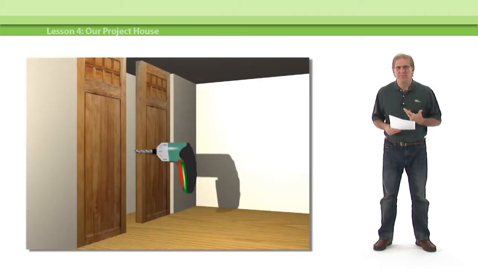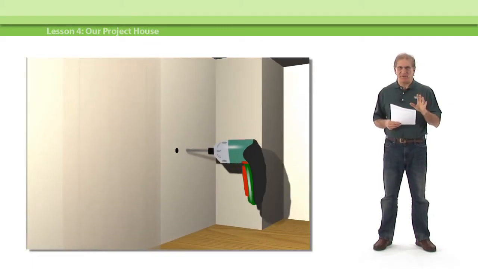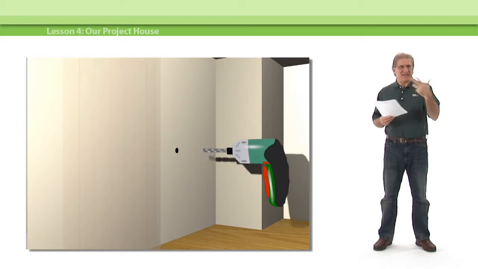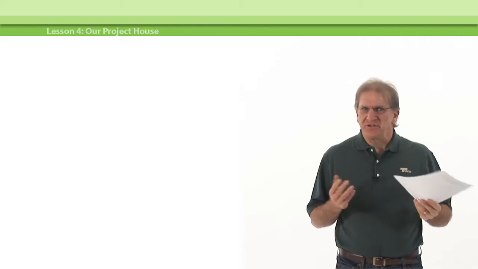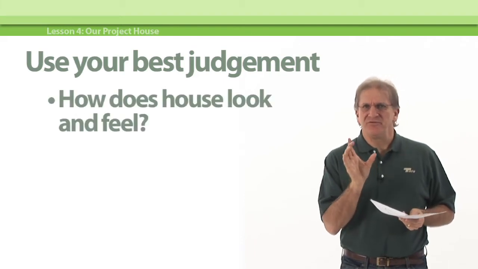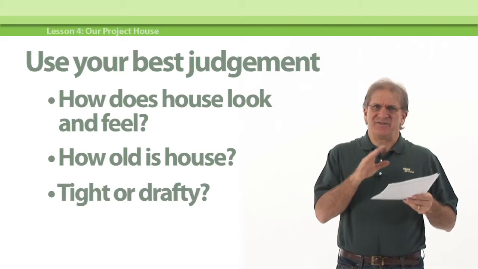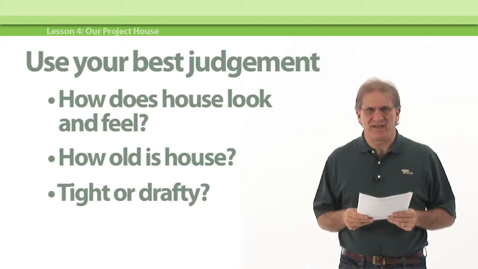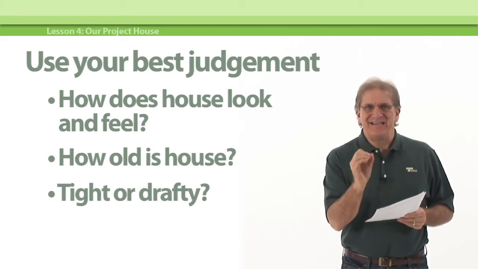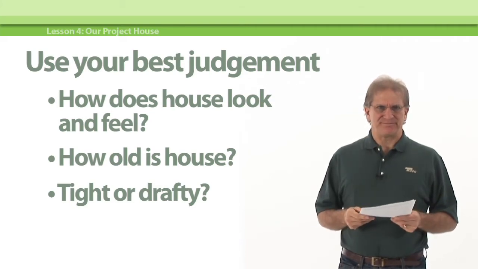Now with the homeowner's permission, you may even drill a small pilot hole someplace out of the way, like inside of a closet, and make sure you fix it afterwards, so you can see how the wall is made. Now if you still don't have all of the information you need, you're left to using your best judgment. How does the house look and feel to you? How old is the house? Is it tight, or is it kind of a drafty old farmhouse? One way or another, you're going to need this information to do as accurate a heat loss as possible.